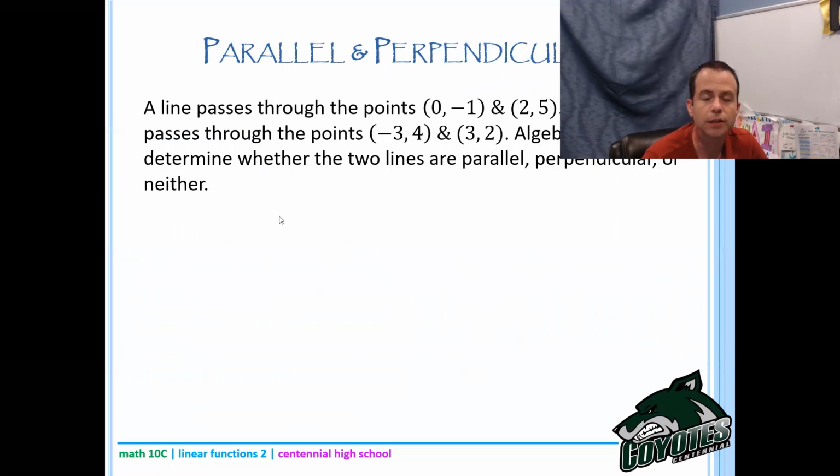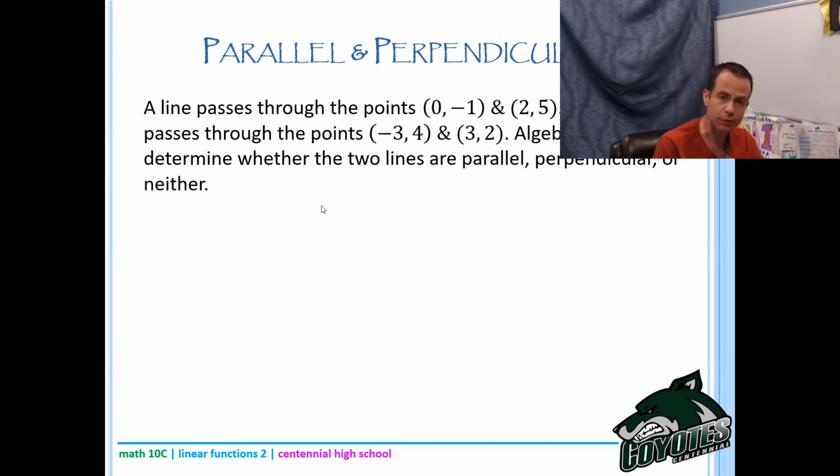All right. A line passes through the points (0, -1) and (2, 5). Another line passes through the points (-3, 4) and (3, 2). Algebraically determine whether the two lines are parallel, perpendicular, or neither. In order to answer this question properly, remember, algebraically determine is kind of a big phrase there. It means you've got to show me something, okay? You can't just say what they are. You have to arrive at their slope.